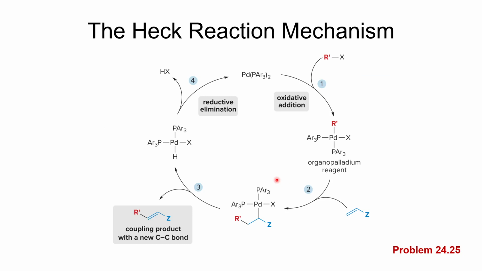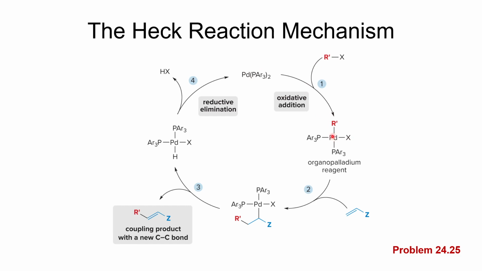All right, so let's real quickly look at the Heck mechanism. So we have our palladium catalyst. So here's our palladium catalyst with our tri-aryl phosphine ligand. We do oxidative addition of our aryl or vinyl halide across that palladium. So now we have a carbon bonded to palladium and the halogen bonded to palladium.